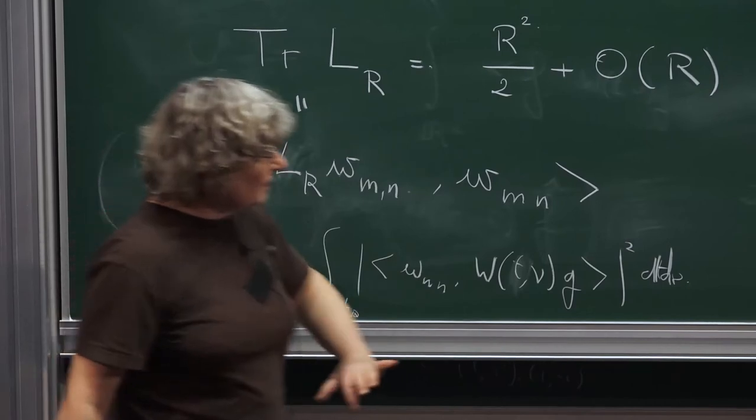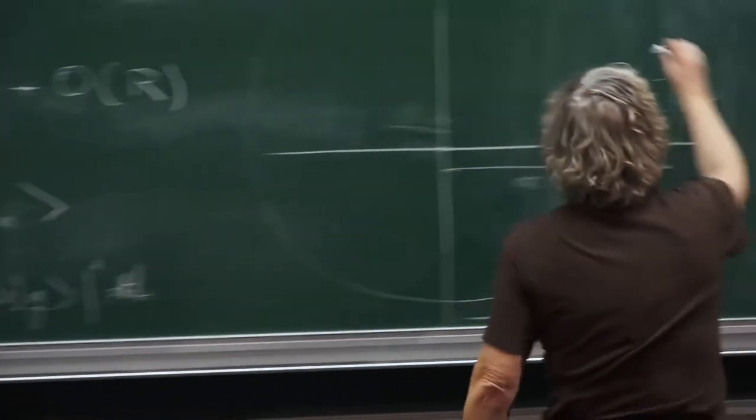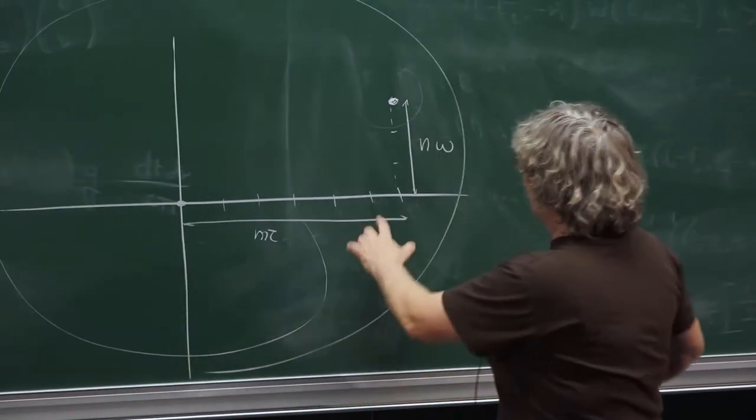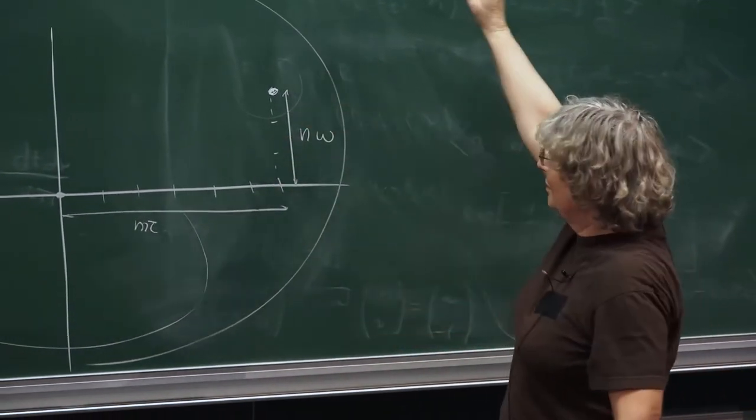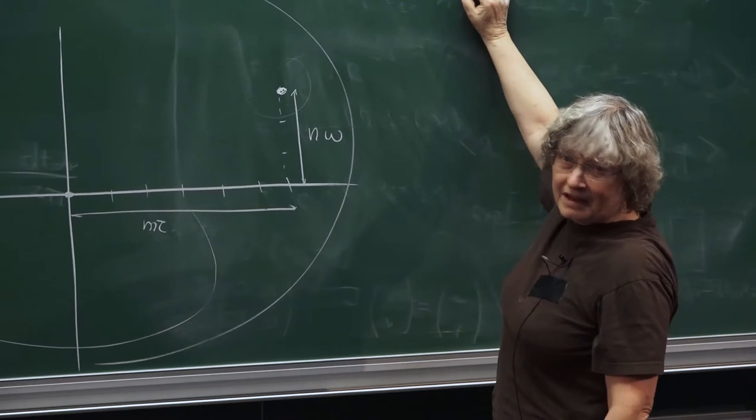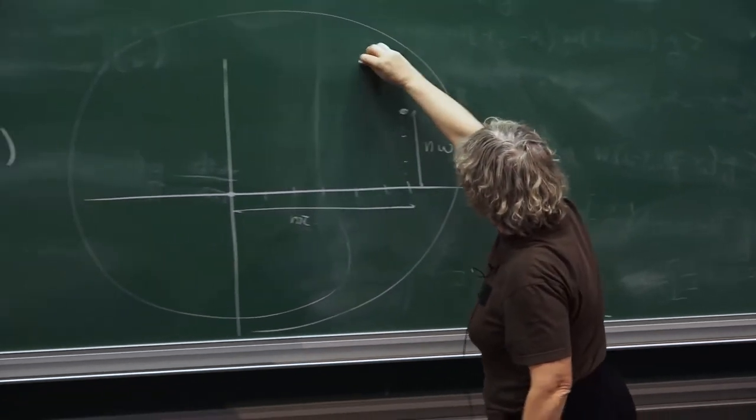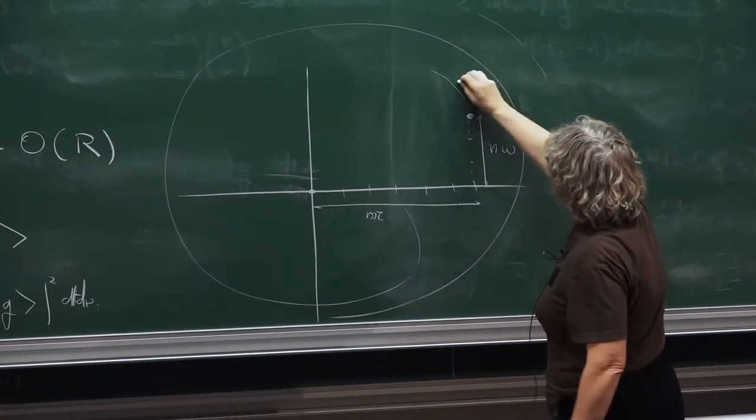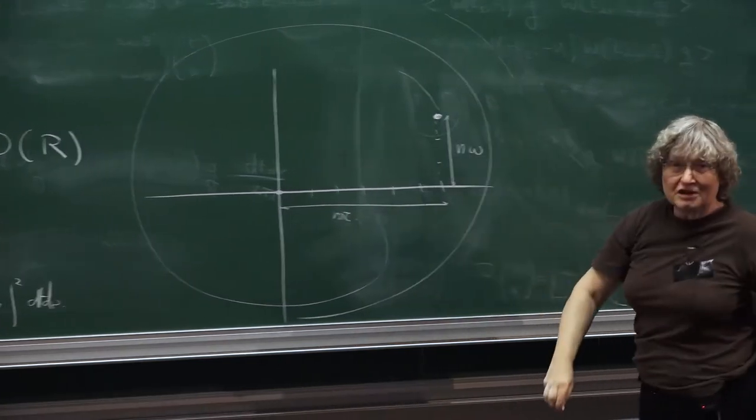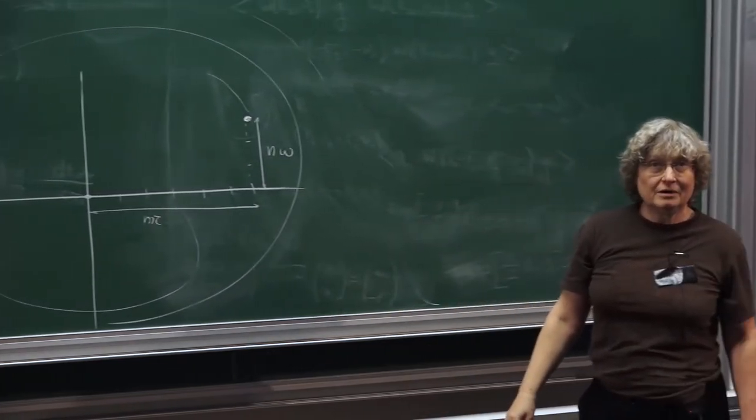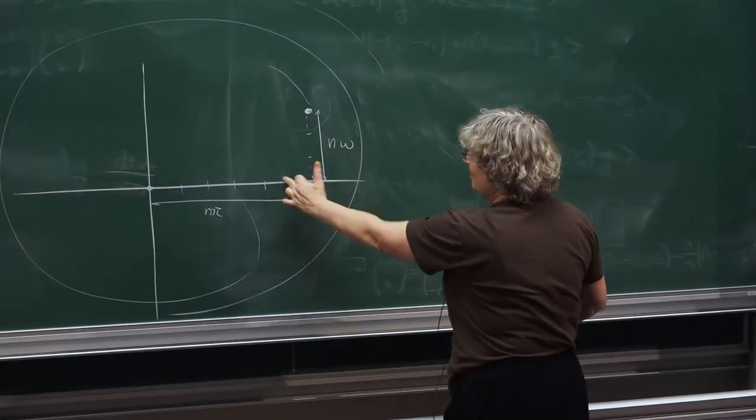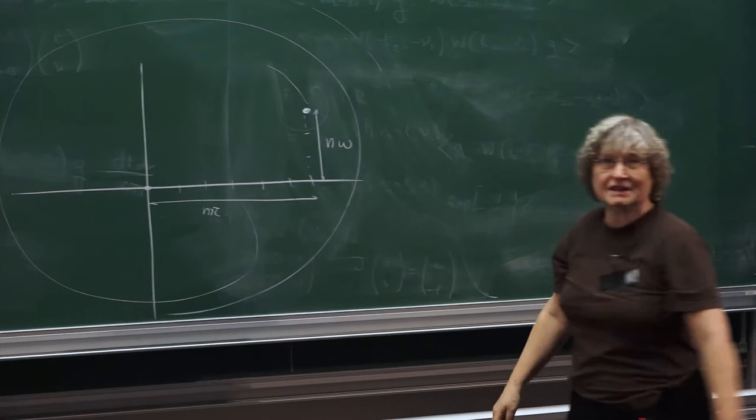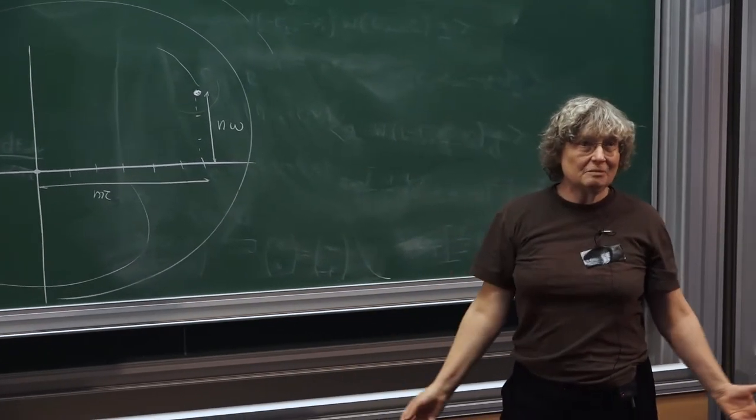This is going to give me something that is mostly one if this point lies within my disk, mostly zero if it lies far away. And there's a zone here where I will get contributions that are between zero and one. But the number of points I have in a zone that lie within a certain distance of the circumference is going to be of order r.